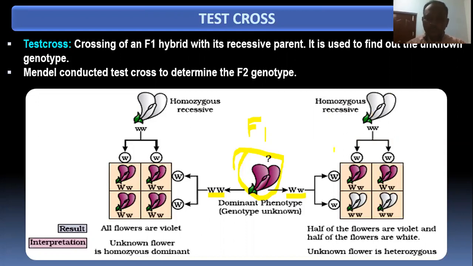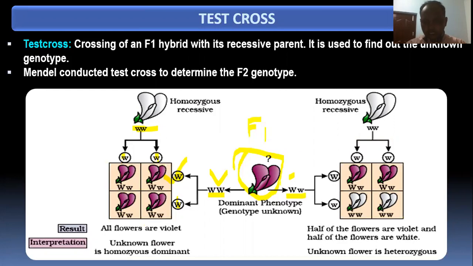First I'm assuming that it may be capital W capital W. Then you can perform the cross here. You can see the white color flower is small w. This one produces only one kind of gamete, capital W, and this one produces only one kind of gamete, small w, and we make the cross. So whatever progeny is produced, if you assume this one is homozygous dominant, then all progenies give violet color.